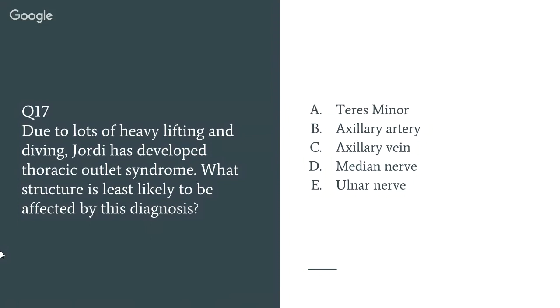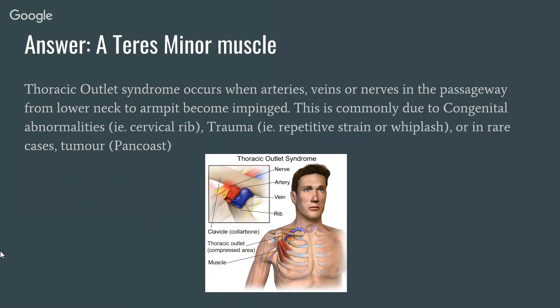This question is kind of hard, but it was included in your anatomy books as well, so I think it's important that we cover it. Anyone have any answers? Any answers at all? I think I hear an A. I'm going to go with it. A is the teres minor muscle, and that is correct.